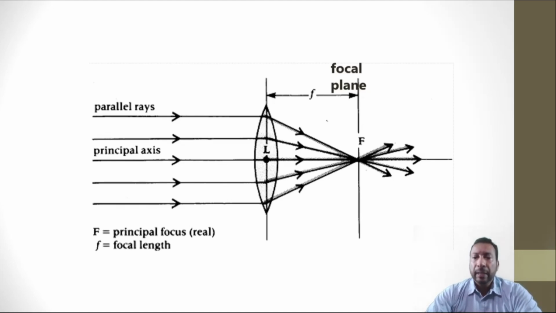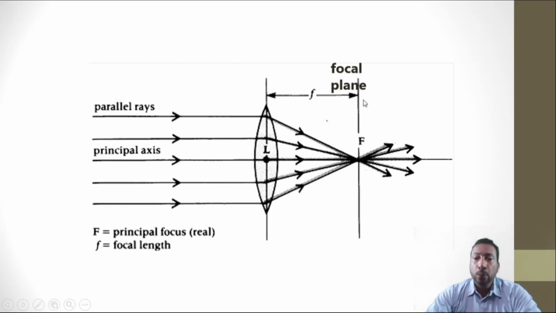Here, capital F, that is the point where all these rays that are coming in parallel to the lens will refract and converge at this point. We say that this is a real focus because these rays of light actually meet here.